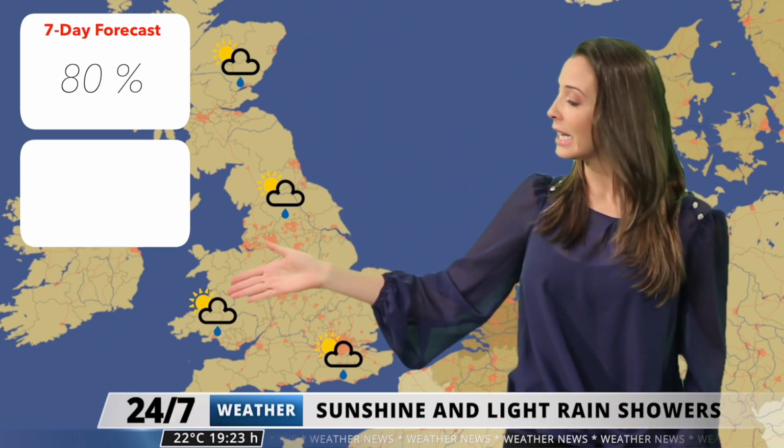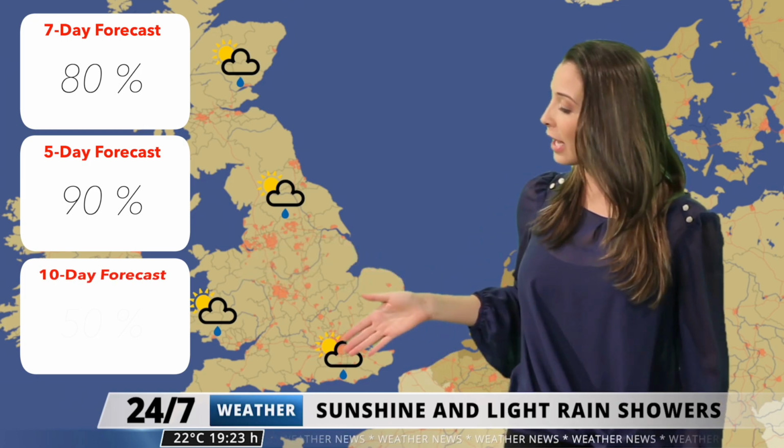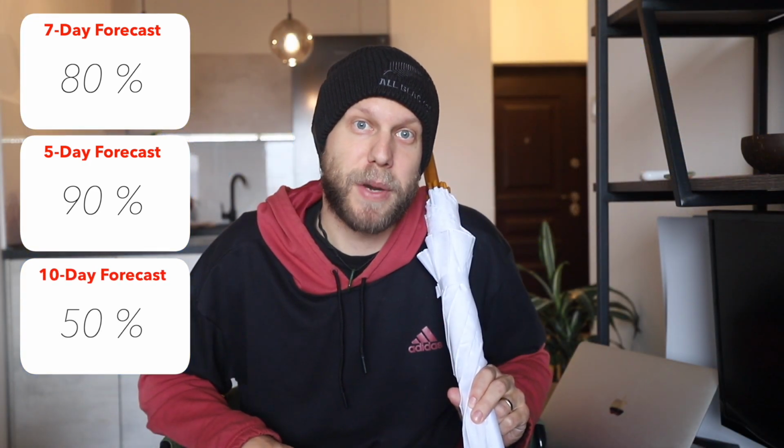A 7-day forecast can accurately predict weather about 80% of the time. A 5-day forecast can predict the weather about 90% of the time. However, 10 days or even longer can be predicted only about half the time. That's what the scientists say. But many times I have a feeling they can't even predict what the weather will be today.